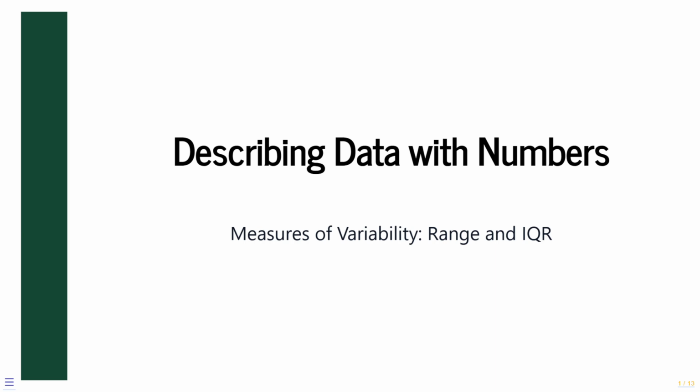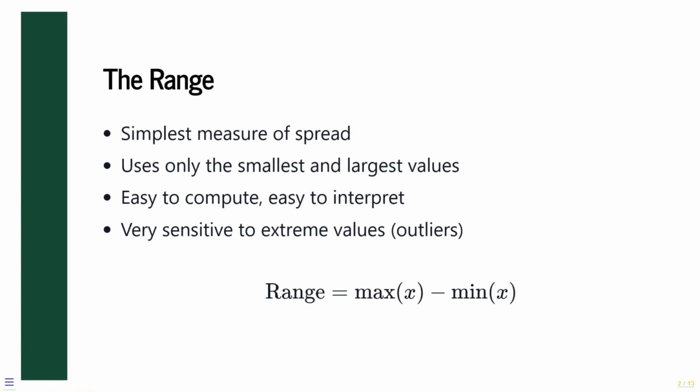Understanding variability helps us describe how spread out data are, not just what's typical. Two datasets can share the same center, but behave very differently in practice. We begin with the simplest measure of variability, the range.